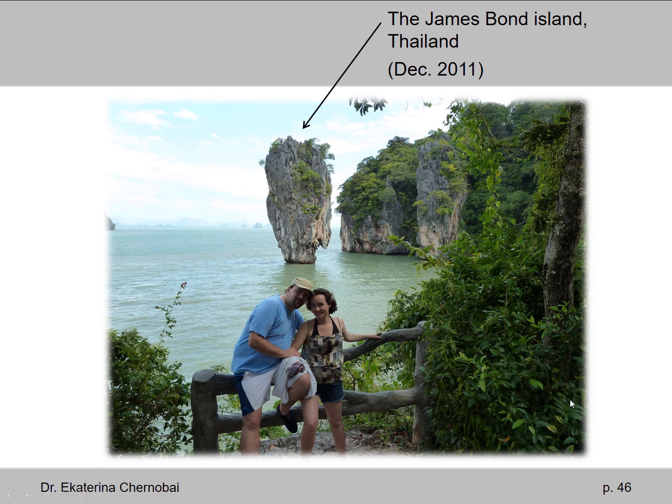And to finish chapter 7 on bonds, this is the James Bond Island. It's in Thailand. I traveled there in December 2011. This is me right here. And I saw this very famous island. I think it appeared in actually a lot of movies, but in particular in one of the movies with James Bond. And that's where this informal name came from.